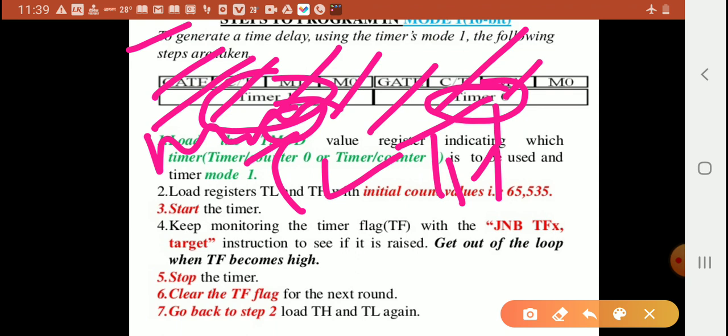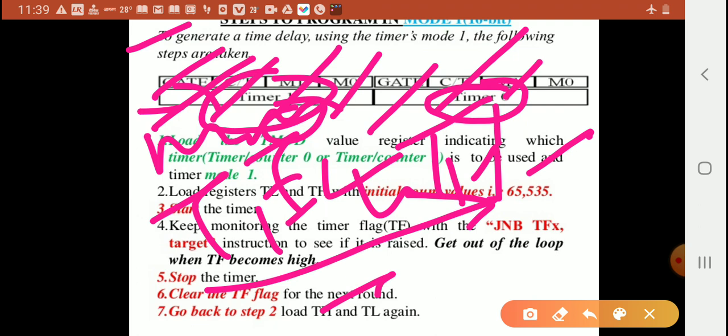Start the timer, keep monitoring the timer flag with the JNB TFX, target instruction, to see if it rises. Get out of the loop when TF becomes high. Stop the timer. Clear the TF flag for the next round. Go back to step 2, load TH and TL again. This is generally the programming part of the timer.